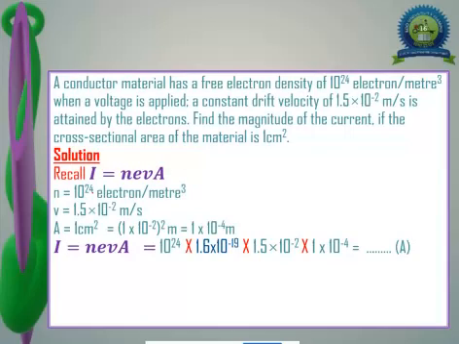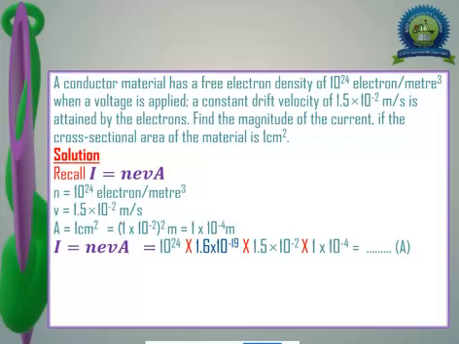Okay? Our N is given as 10 raised to power 24 electrons per meter cube. It's already in standard form, so no need for conversion. The velocity is given as 1.5 times 10 raised to the minus 2 meter per second, standard form, no need to convert. And the area is equal to 1 cm square. You can't just use it like this. This is centimeter square, so there's need for you to convert it to what?